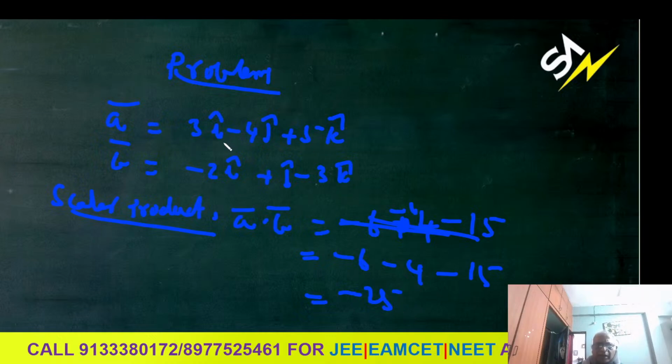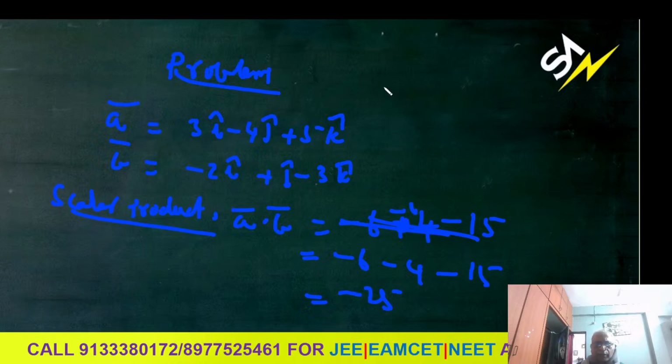Dot product is very easy. i dot i is 1, j dot j is 1, k dot k is 1, that's why you multiply those. You need not multiply the remaining ones because i bar dot j bar is 0 and i bar dot k bar is 0. That's why you only do i to i, j to j, k to k. That's how the scalar product is done.